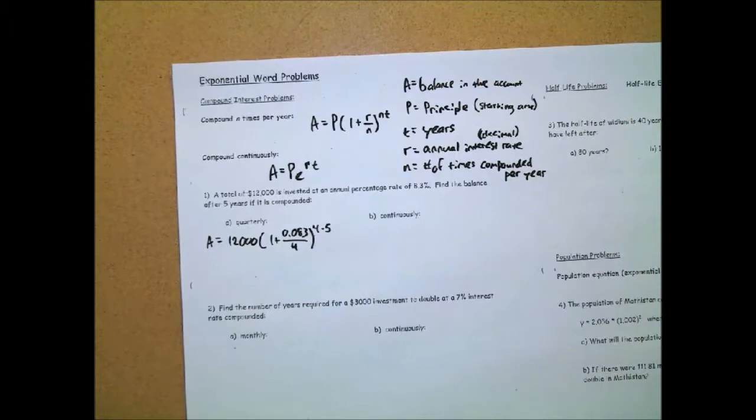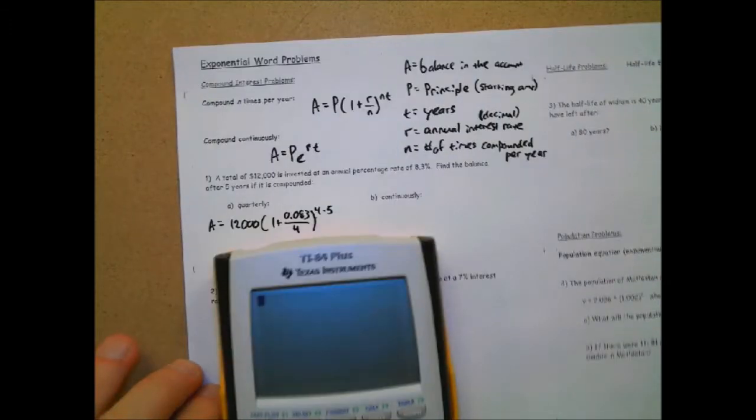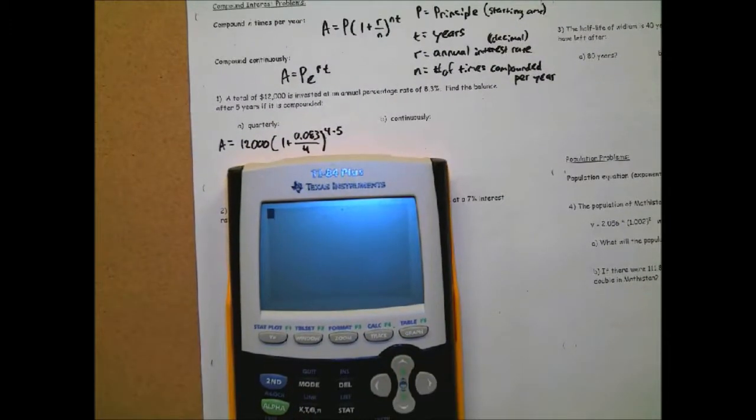At this point, is there any solving that needs to be done? You just multiply it all out. Just type that in your calculator. You can type it in one fell swoop if you like. Please be careful with any intermediate rounding too. For example, if you're planning on typing this in pieces, if you type in 1 plus 0.083 over 4 and round it to 1.02, that's intermediate rounding, because you still have to raise it to the 20th and multiply by 12,000. So don't do intermediate rounding.